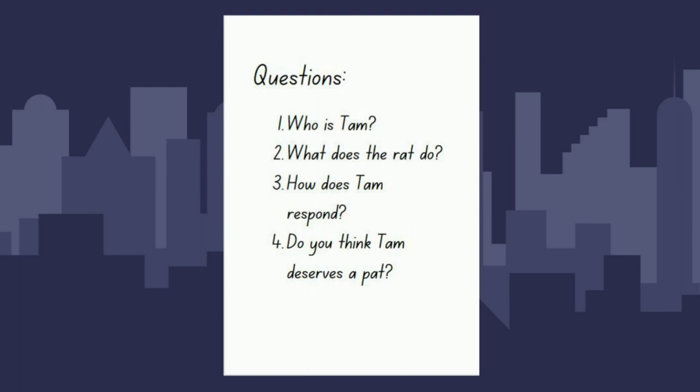And moving down the page, we now see a number 3. This number 3 tells us that this is the third question. The question is, how does Tam respond? She trapped the rat, didn't she? And again, there's a question mark at the end which lets us know that this sentence is a question.